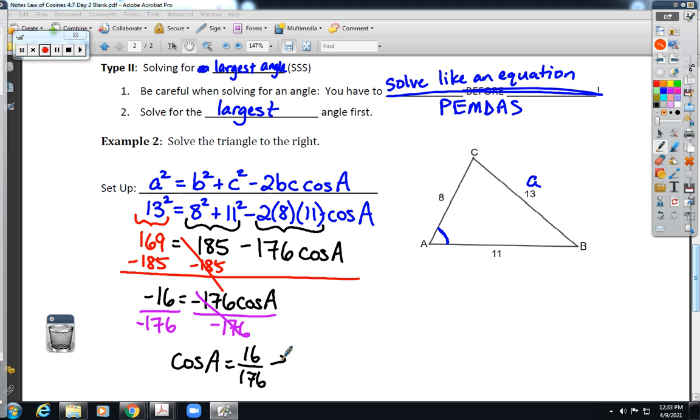Which means A is the inverse cosine of 16 over 176. Feed your calculator. 84.7 would get rounded up to 85 degrees. Then from there, we have our angle pair, so we would switch over to law of sines to finish the problem. Okay?